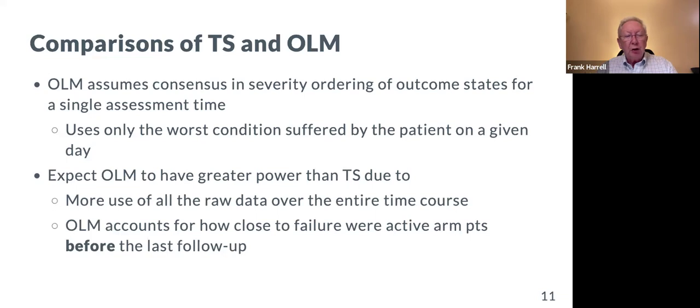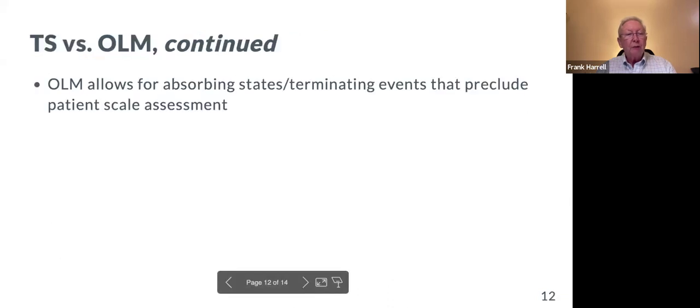You expect OLM to have greater power than TS because it makes more use of the raw data over the entire time course. It accounts for how close to failure the active arm patients were before the last follow-up. In general, any statistical method that can take into account close calls is going to extract more information from the data and increase the power.